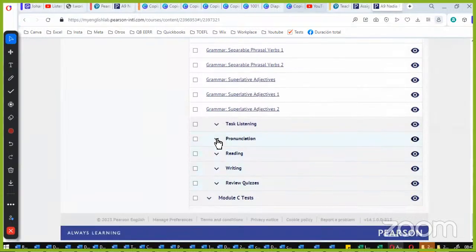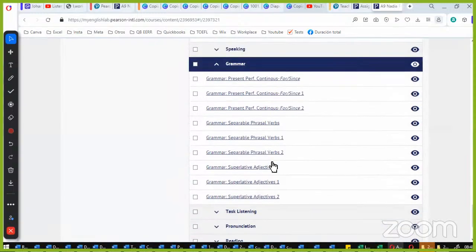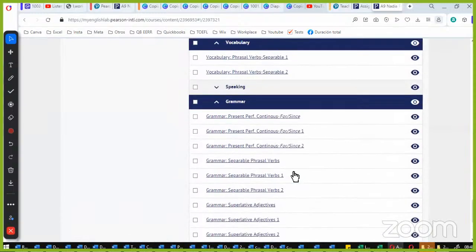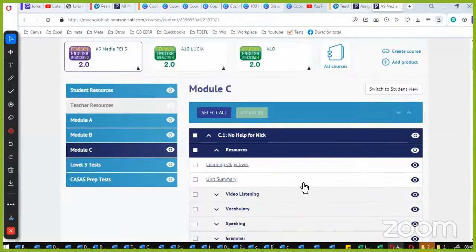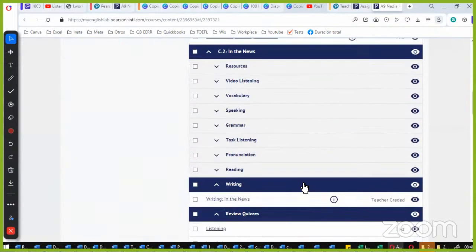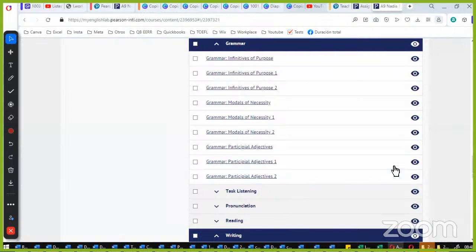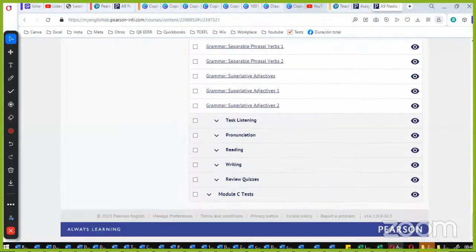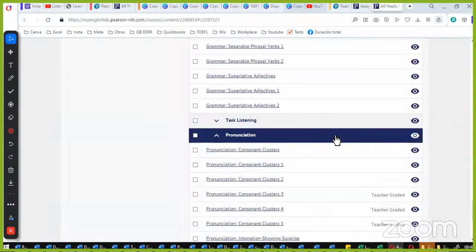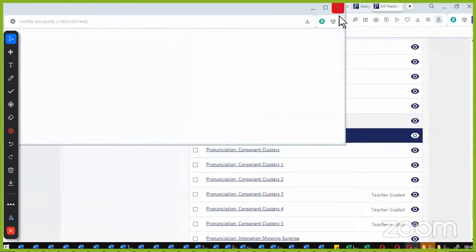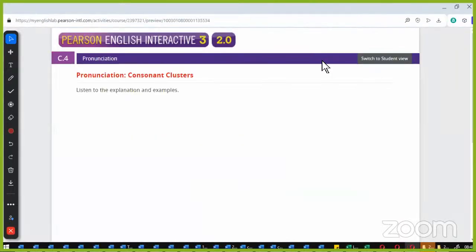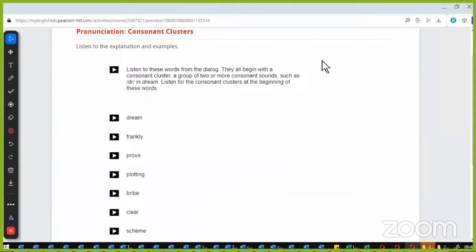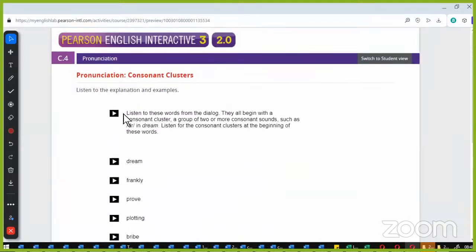Okay, so we basically finished with everything regarding the module. I think we finished. Okay, so here in this case, let's do some pronunciation here. Okay, let's see here.